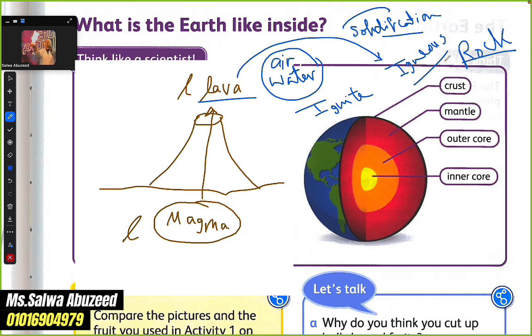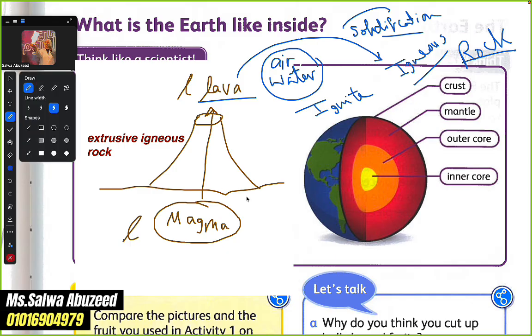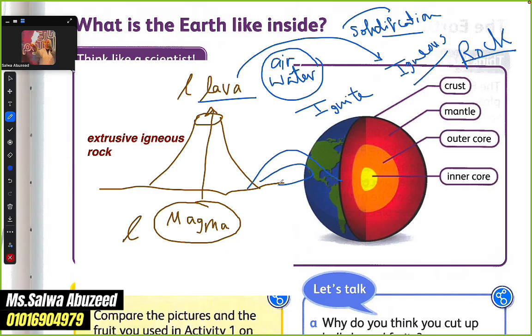Now what I'm going to be talking about: if the lava is outside, I will call this extrusive igneous rock. Extrusive igneous rock. But if it is inside of the crust, like let's say the lava didn't know how to go out, so it stayed inside. It froze, it solidified inside. I will call it intrusive igneous rock.